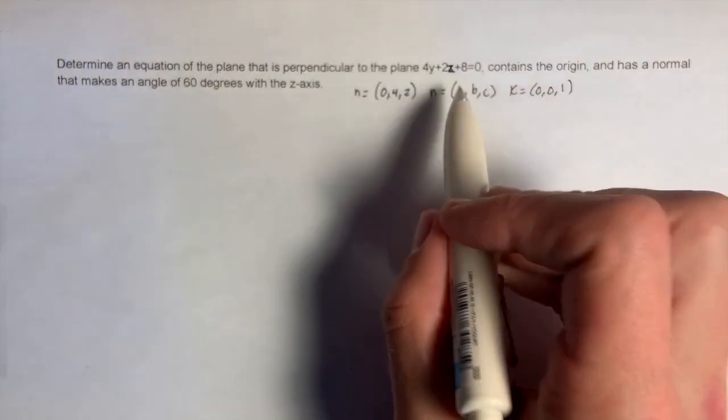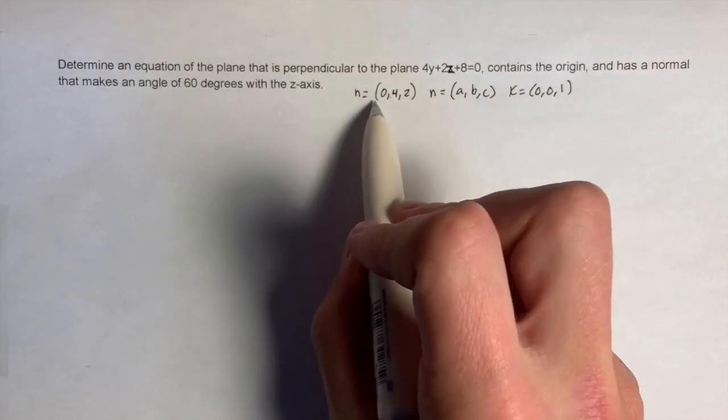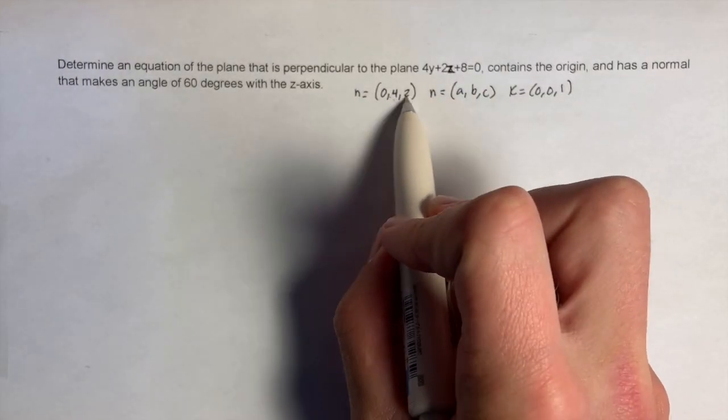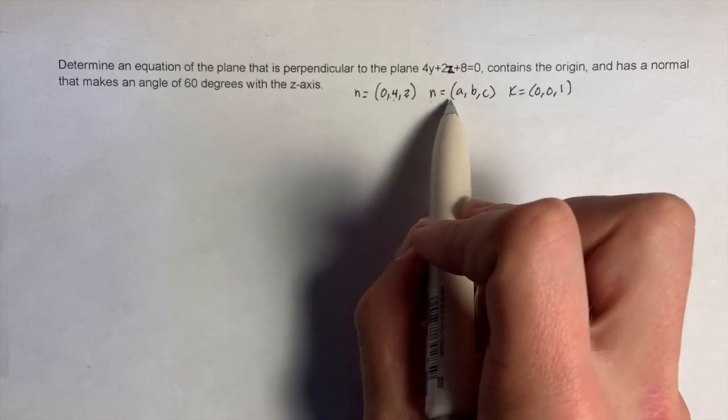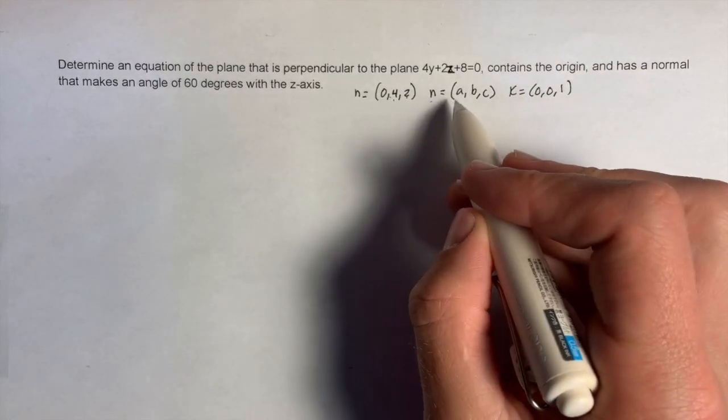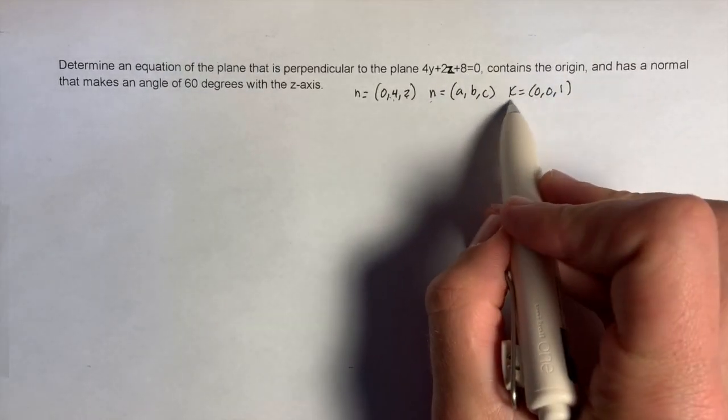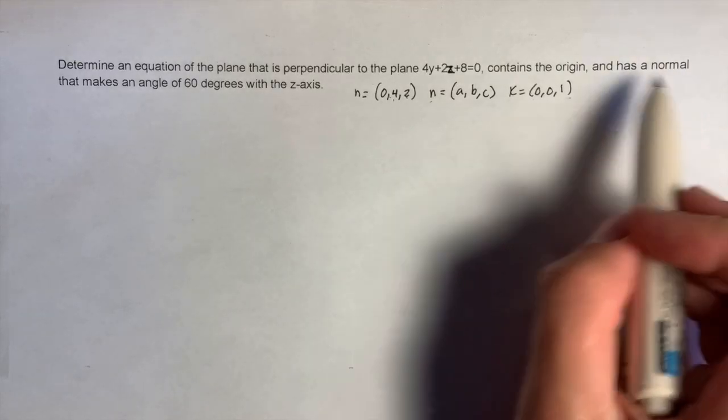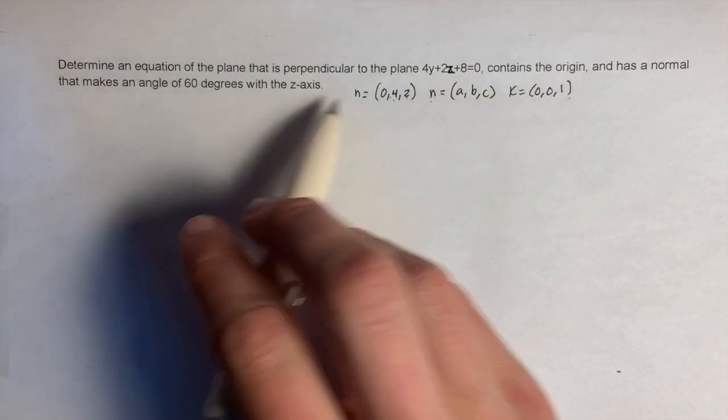of 60 degrees. So we can create a normal vector using this, where x is 0, y is 4, and z is 2. Our other normal, we'll just label for now as a, b, and c. And we derive this equation from having a normal that makes an angle of 60 degrees with the z-axis.